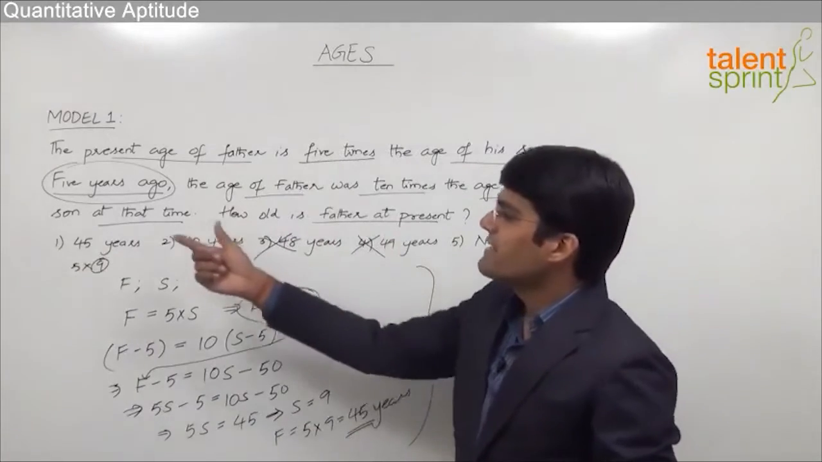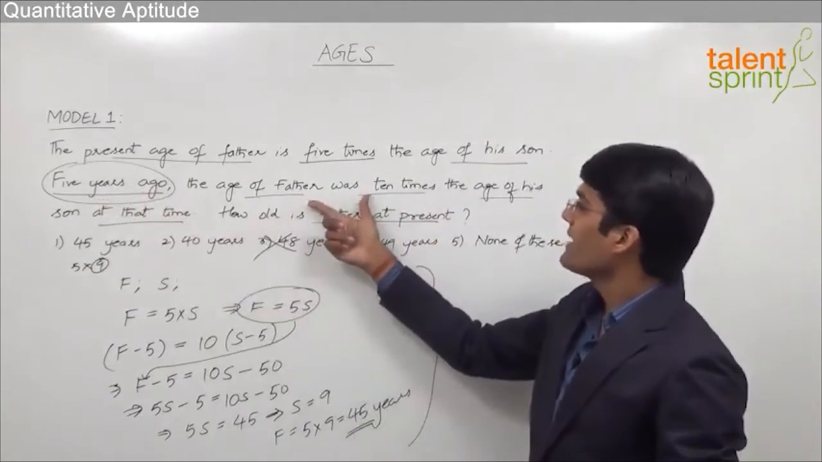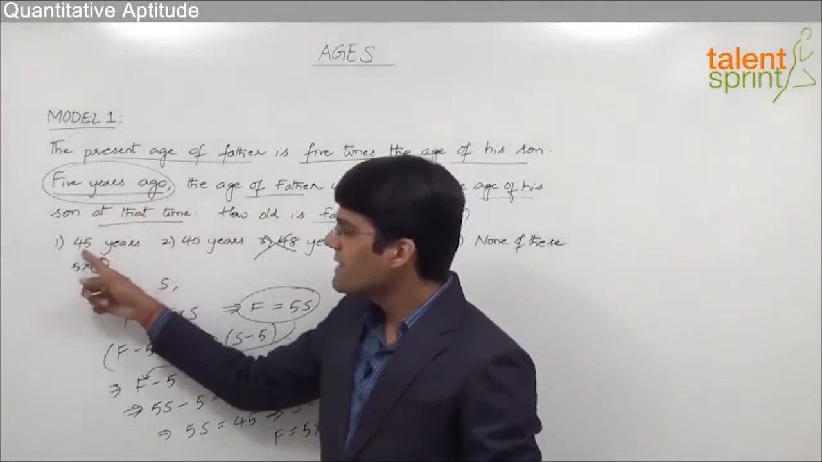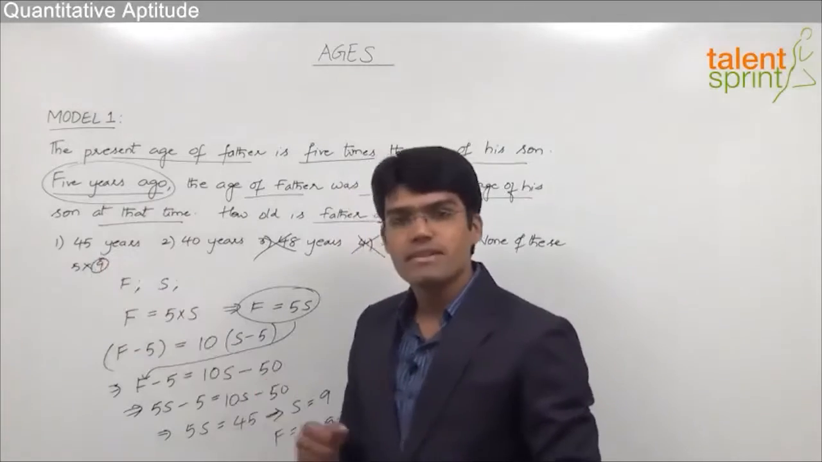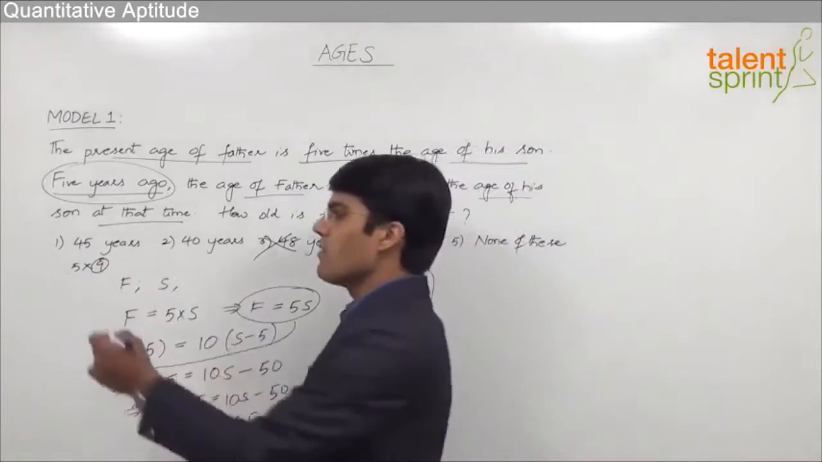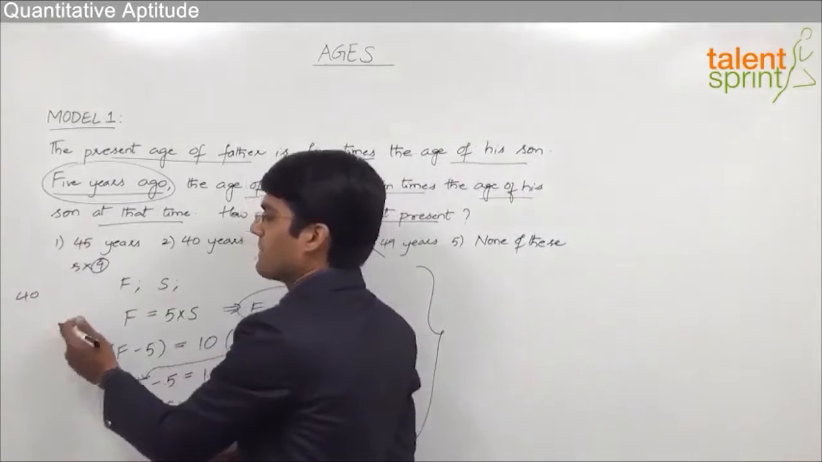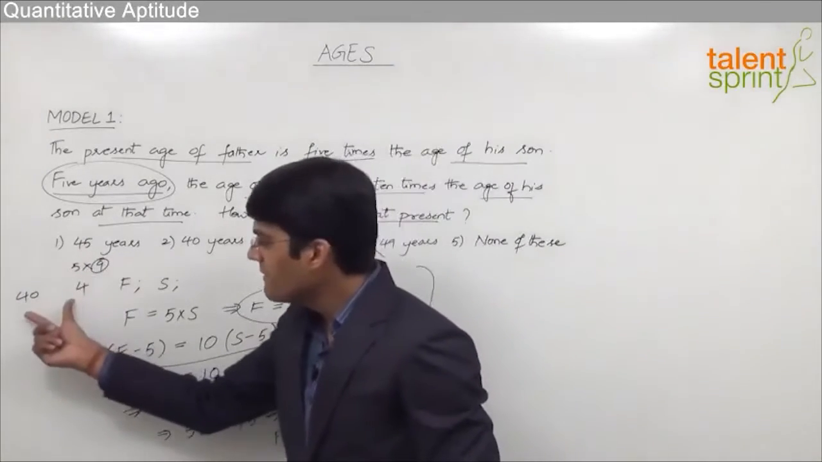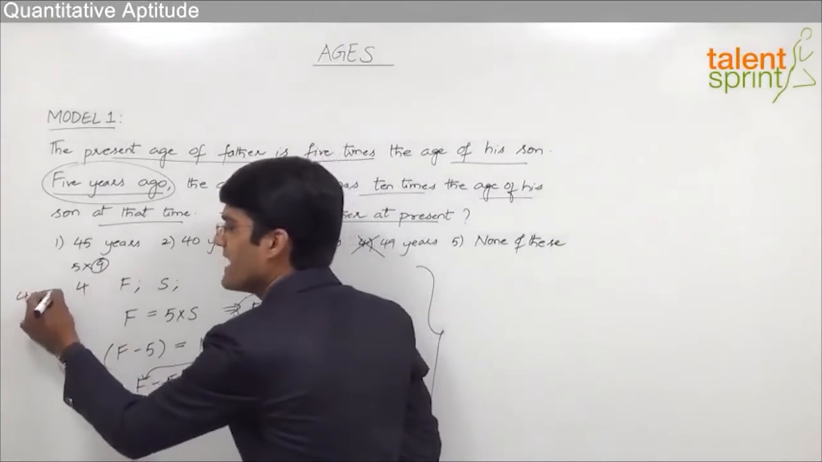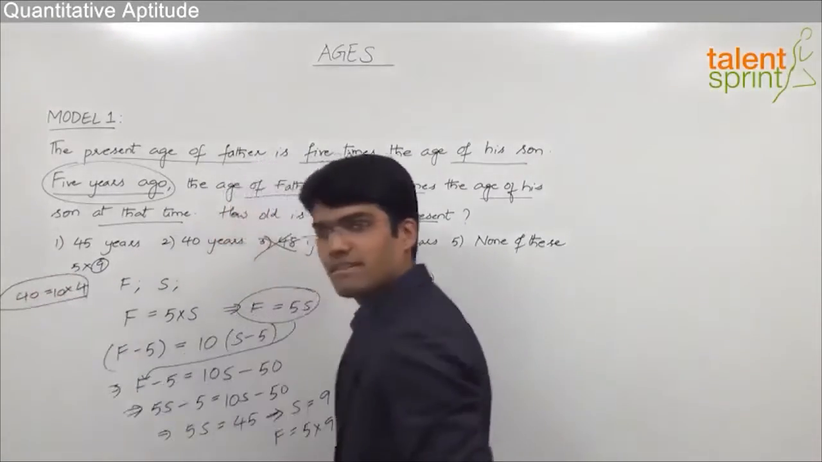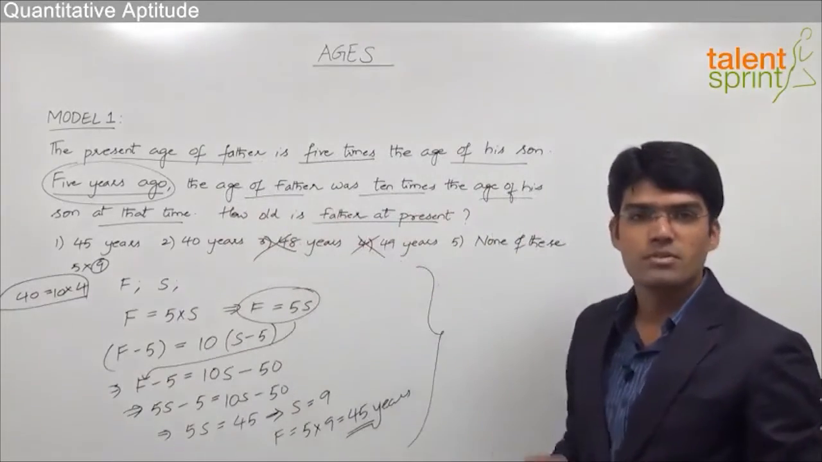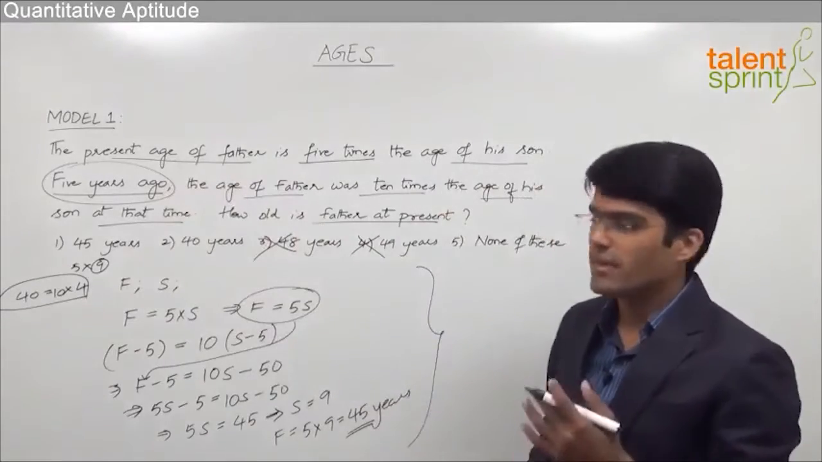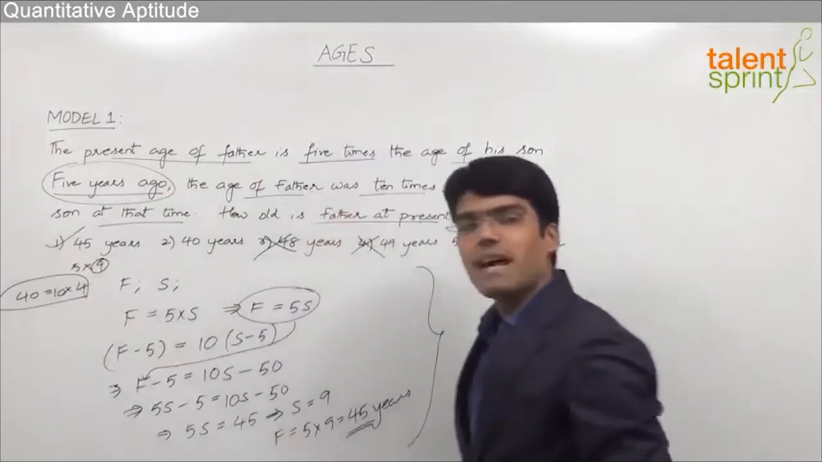Now the second statement says 5 years ago age of father was 10 times the age of the son at that time. So 45 is the present age of father and 9 is the present age of son. 5 years ago father's age would be 40 and 5 years ago son's age would be 9 minus 5, 4. And very clearly from this we can understand that father's age is 10 times the son's age, and which is given in statement number 2. So very clearly option number 1 satisfies both the conditions. So we can say that option 1 is the correct answer.